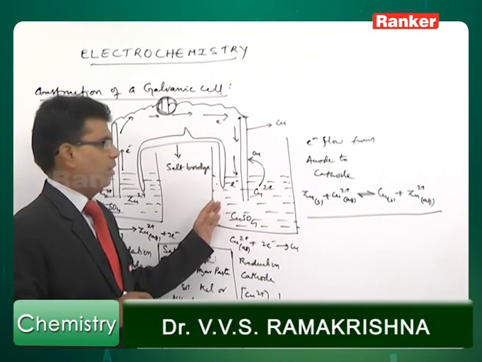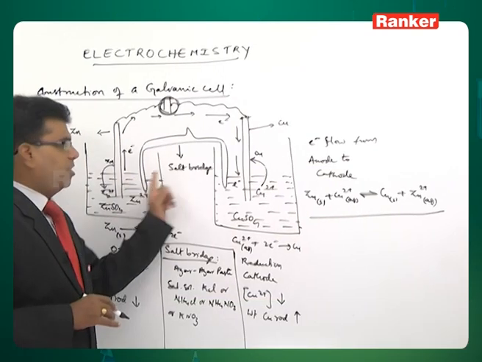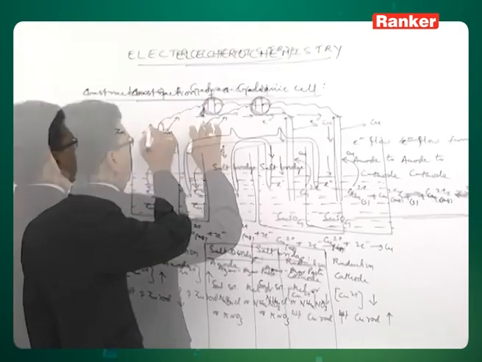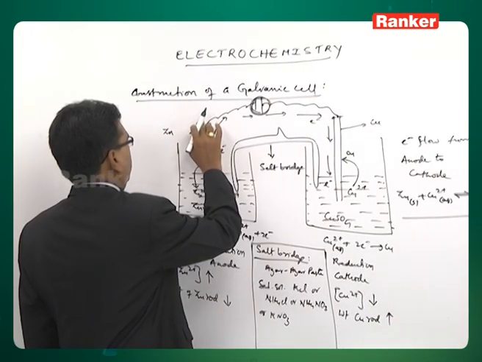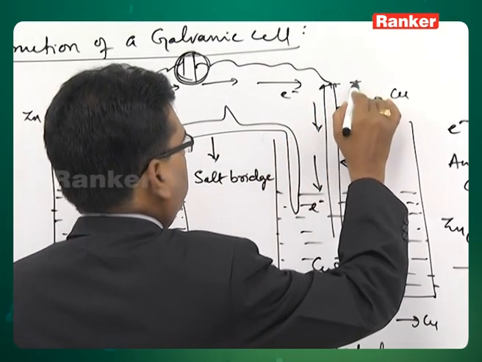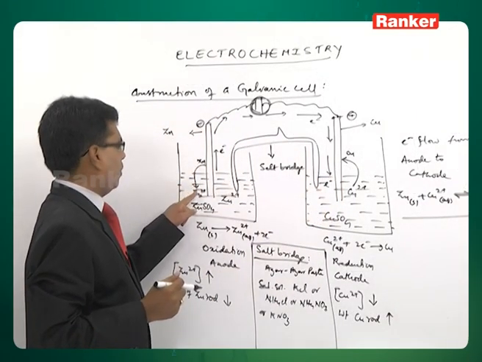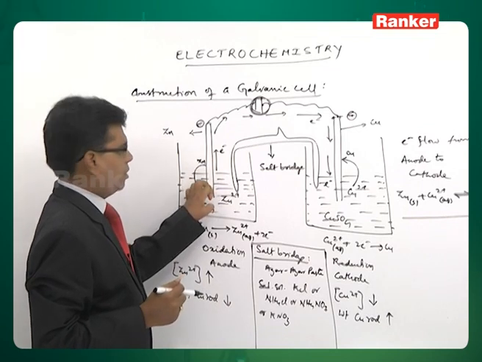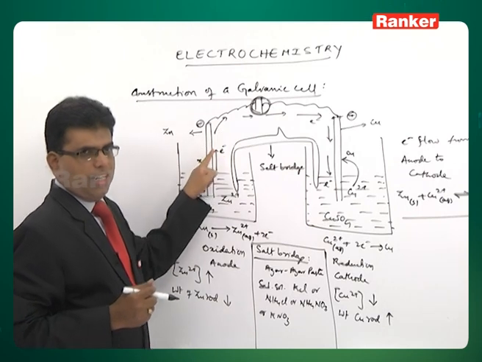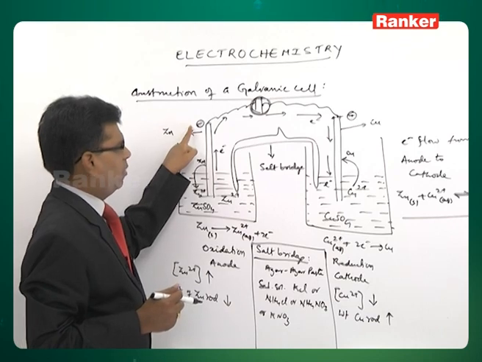Zinc copper couple means a galvanic cell made up of zinc and copper, where zinc acts as the oxidation half cell and copper acts as the reduction half cell. And here the anode is negatively charged and the cathode is positively charged, because when the zinc is getting dissolved as Zn2+, the positive charge will be in the solution and on the rod it is the electrons that remain. So, the negative charge is on the rod. So, that is the reason the electrode is negatively charged.